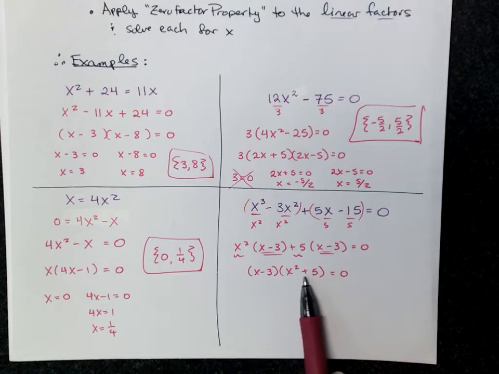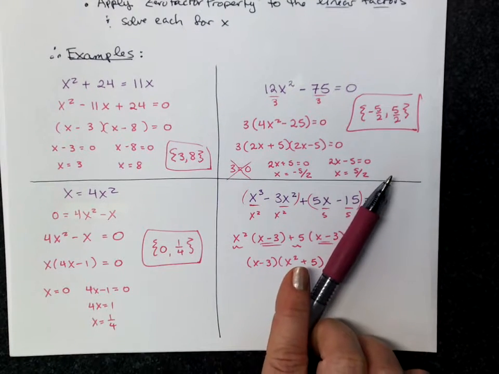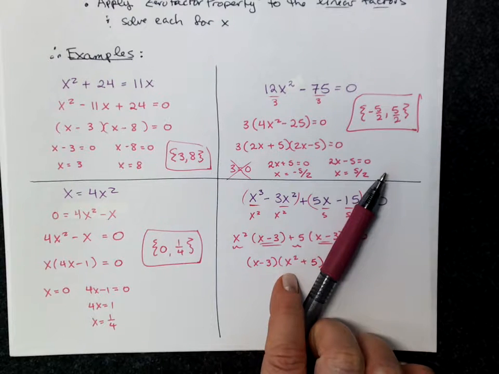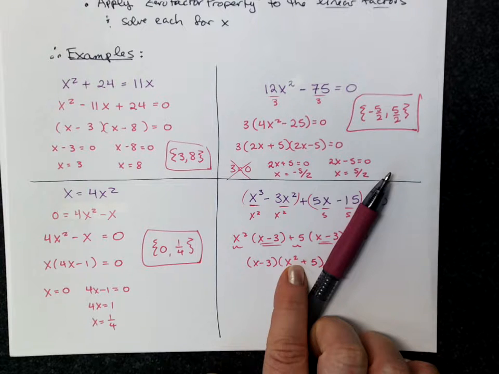Can we factor this? No. It's a square, but it's not a difference, and that's not a square. This is prime. Back in chapter 9, if I just gave you the expression, not an equation, and said factor it, you'd get there and you'd be done. Now you'd have to ask yourself, can I keep going? There's still a square, and the answer would be no, it's prime.